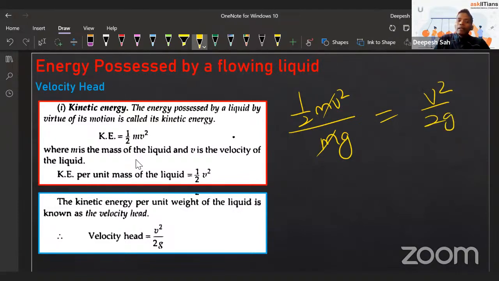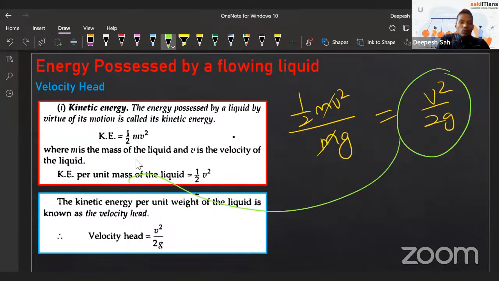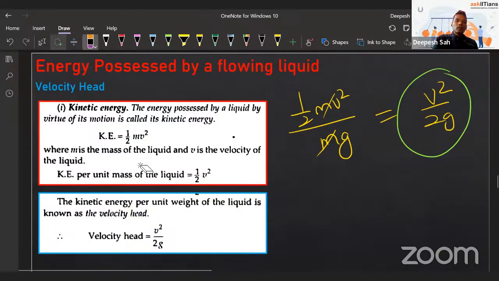So when I divide kinetic energy by the weight of the particular liquid, this is what we call the term kinetic head, or velocity head. So velocity head is the term used for it, dividing kinetic energy by the weight of the body. Very simple, very basic.